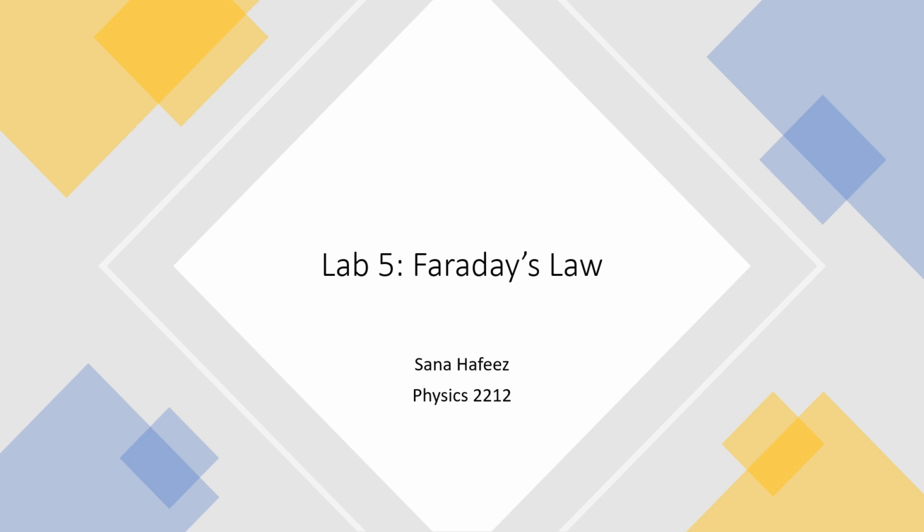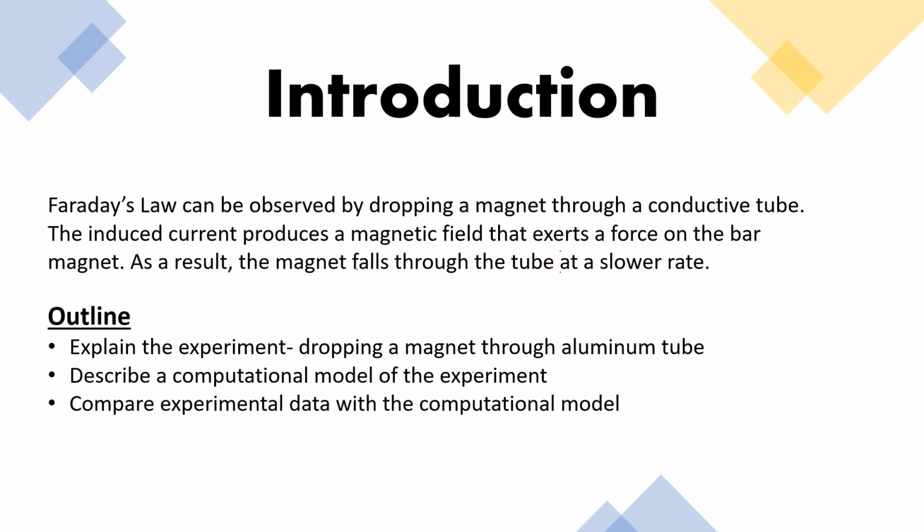Hello, I'm Sana, and this is Lab 5, Faraday's Law. In this lab, we look at Faraday's Law and how it can be observed by dropping a magnet through a conductive tube. The induced current produces a magnetic field that exerts a force on the bar magnet. As a result, the bar magnet falls through the tube at a slower rate.